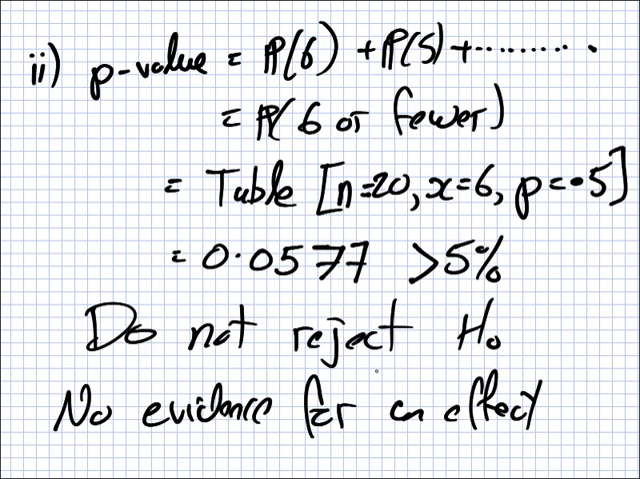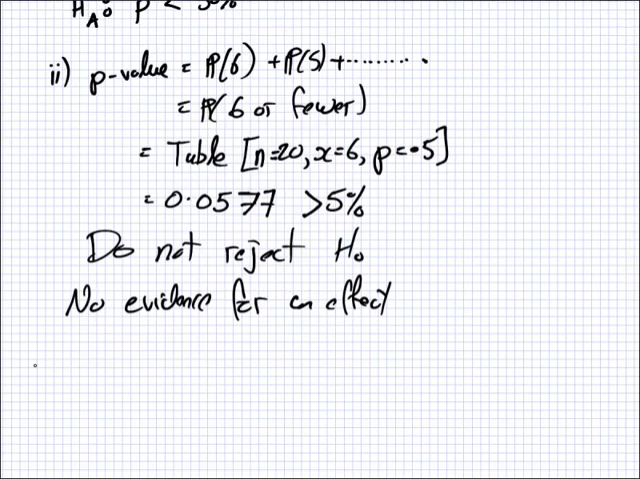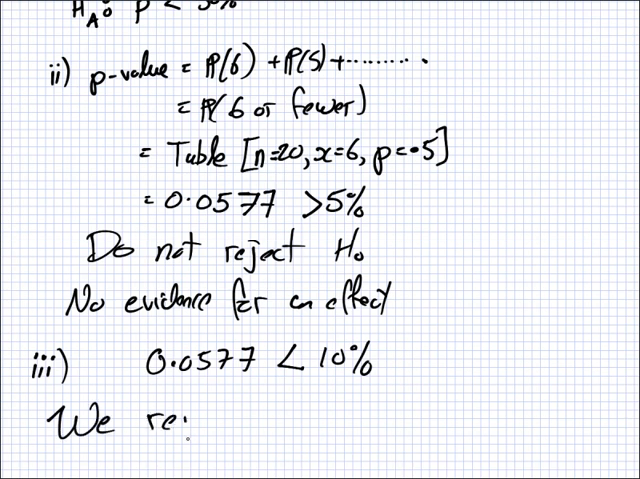Okay. Now, interesting, this is a little bit different, part 3. What would the conclusion be at the 10% level of significance? So 0.0577 is smaller than 10%. So what's the conclusion now? We reject. No, we do reject. We reject the null hypothesis.